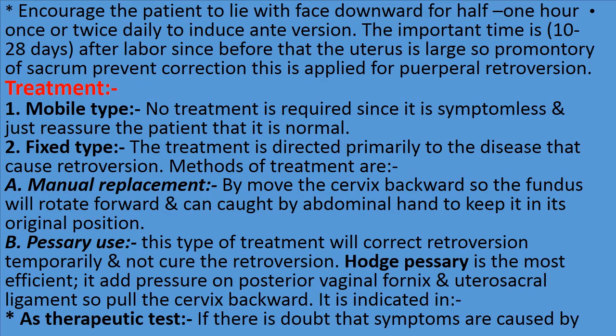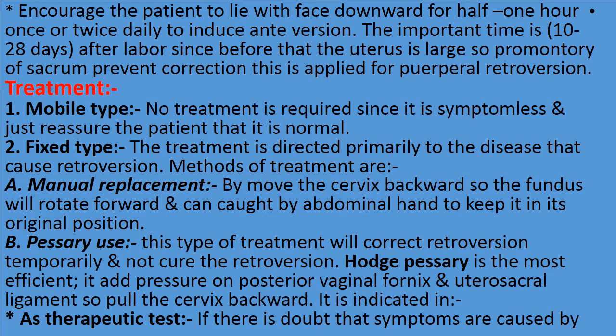B. Pessary use. This type of treatment will correct retroversion temporarily, but not cure the retroversion. Hodge pessary is the most efficient type of pessary used. It is introduced into the vagina, so it adds pressure on the posterior vaginal fornix and uterosacral ligament, pulling the cervix backward. It is indicated as a therapeutic test.